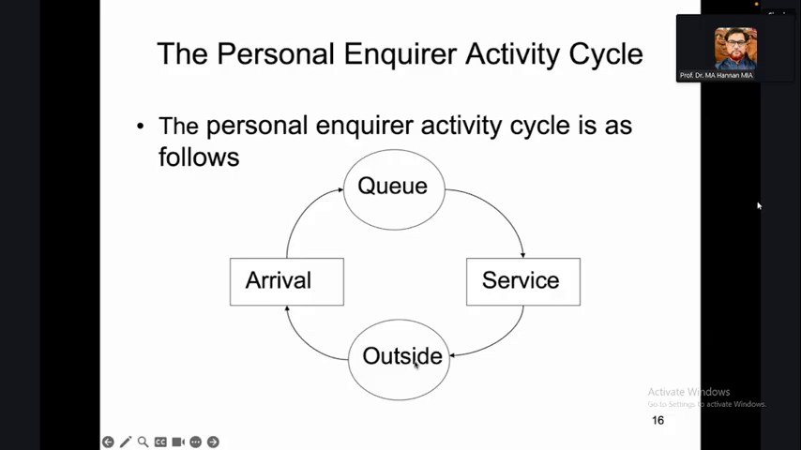If it is in person, now if it is over phone, he was somewhere outside. He makes a telephone call. He is making a telephone call, it is ringing. Before the call is received, it is ringing. So he is in queue. When the telephone call is received, he is in service. Telephone call or inquiry is done. He hangs up. When he hangs up the telephone call, then he is again outside. So you understand the activity cycle diagram of the personal inquirer.